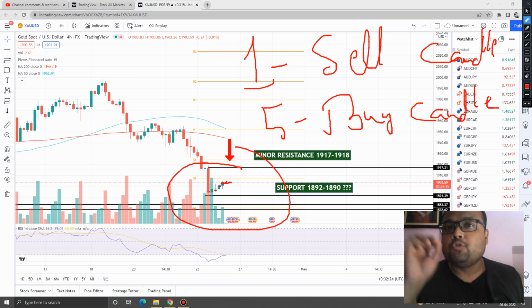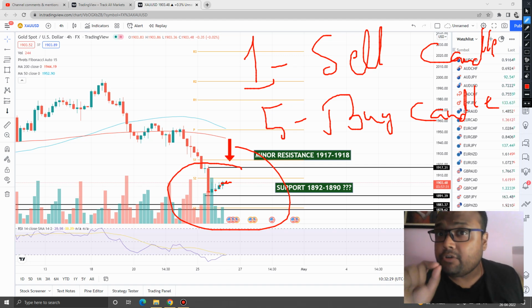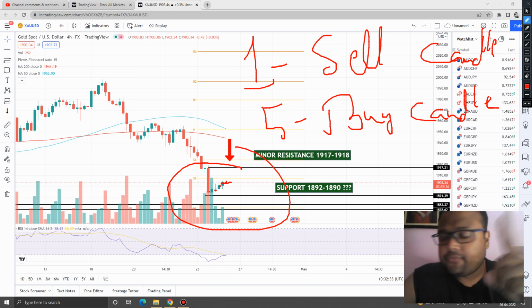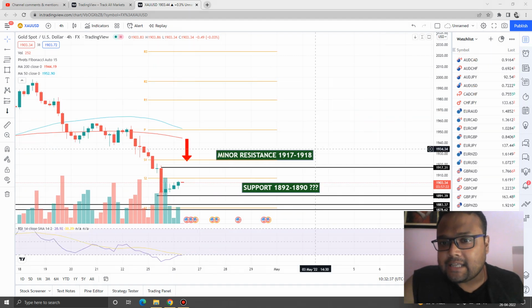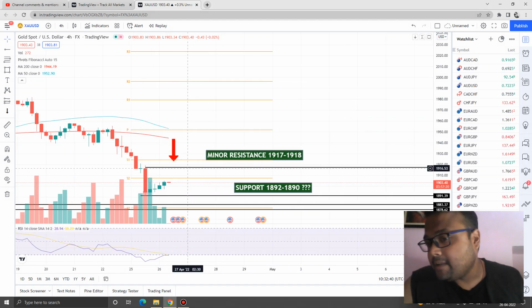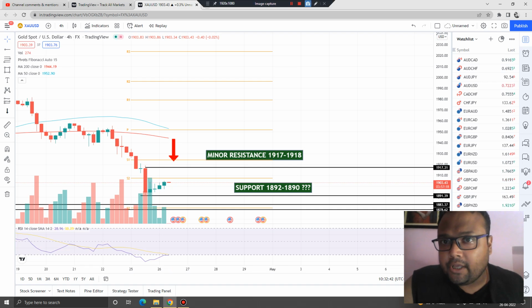Keep in mind that you do not need to trade every day. A trader only trades when the opportunity is right. Be a trader, not a gambler. So the first trading opportunity that may come is around 1917 to 1918. This can be your first trading opportunity for the day.